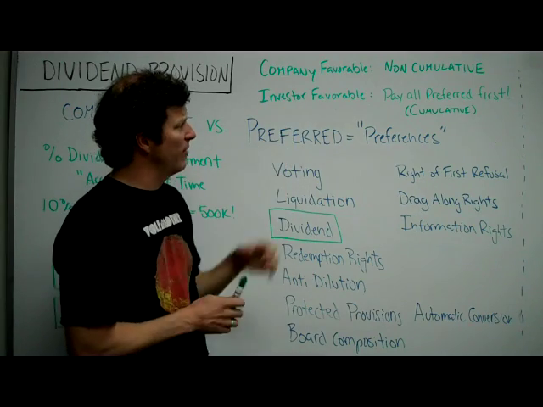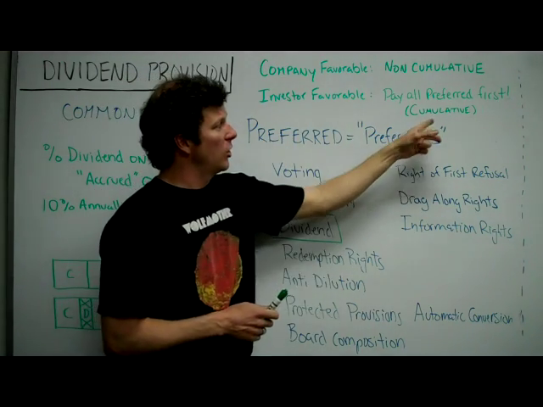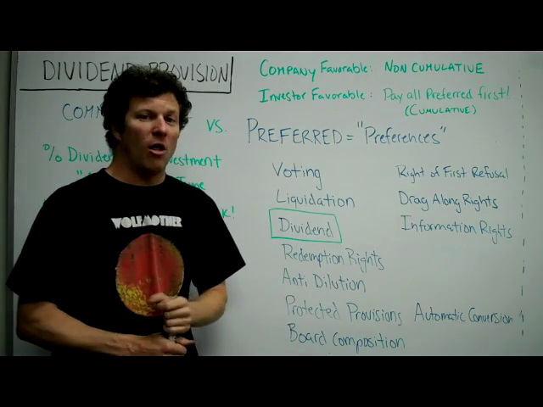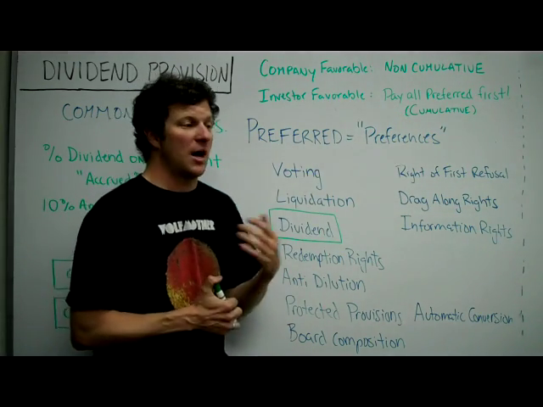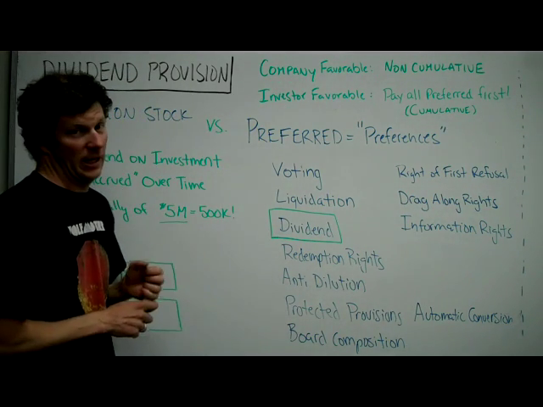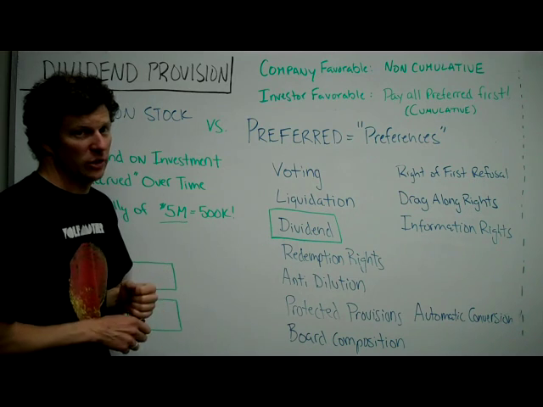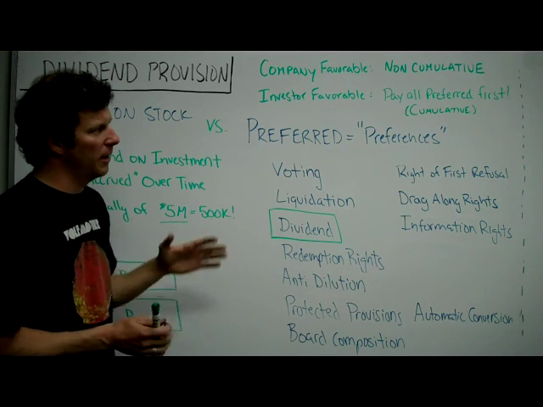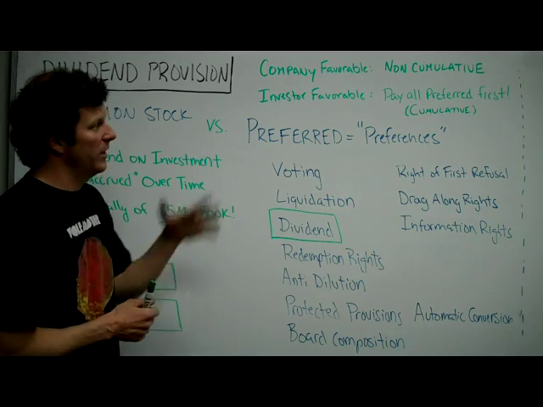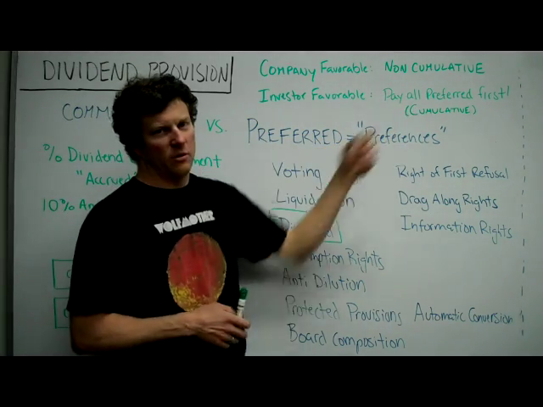An investor favorable version would be cumulative, stacks up over time, and of course you have to pay all of the preferred stock dividends first before any of the common stockholders get any dividends, if they have a dividend provision. Most of the time, if it's not a public company, common stock shareholders will not have a dividend provision. So really it's just this thing will accumulate over time.